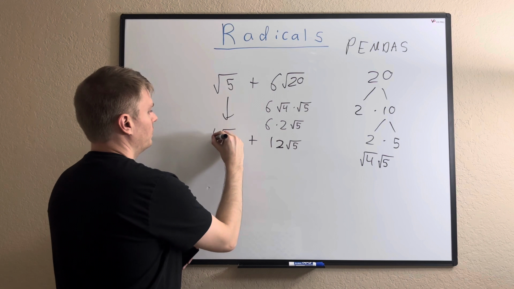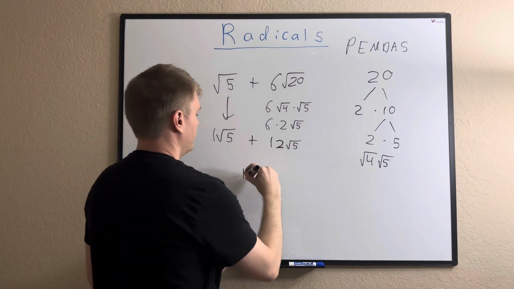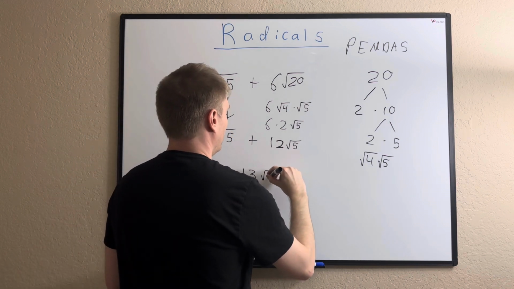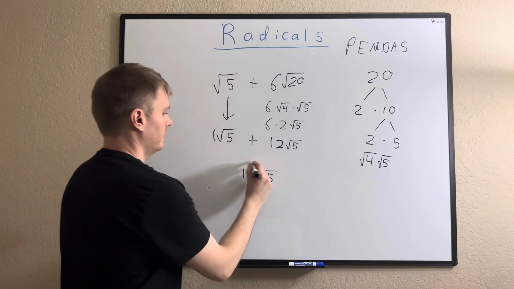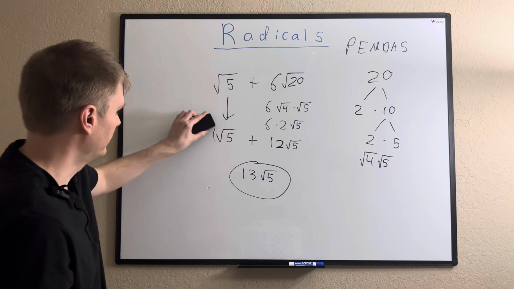So there's an understood 1 here, right? So 1 plus 12 is 13. And since they're both being multiplied by radical 5, just radical 5 is left there. So there's your answer.